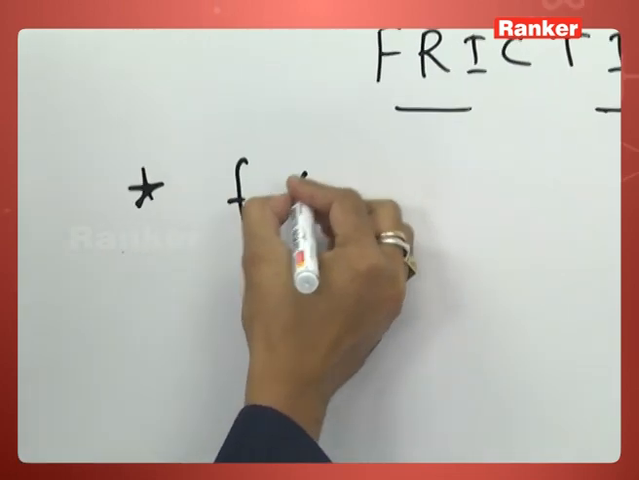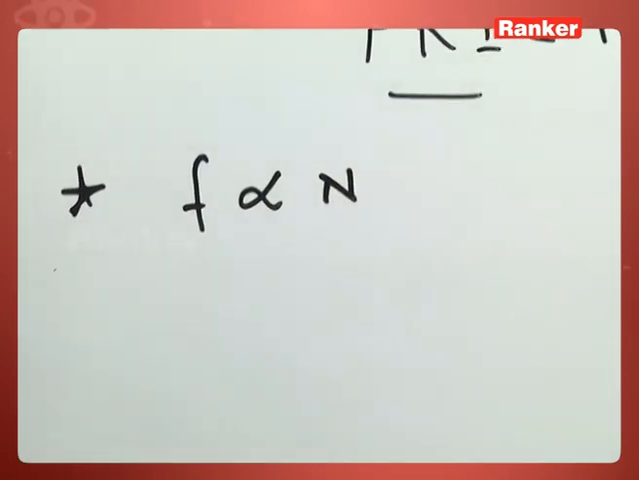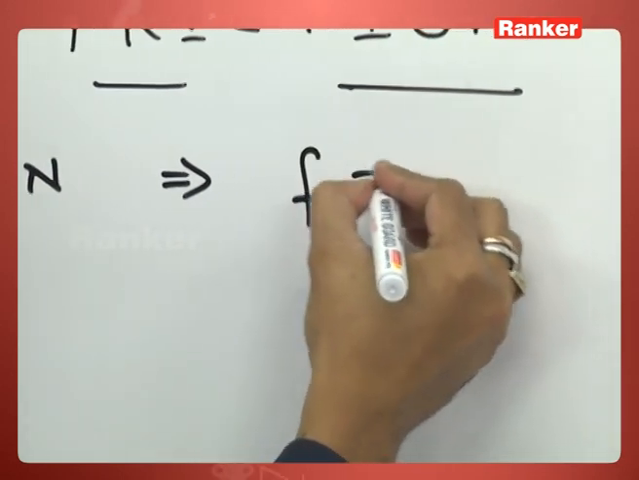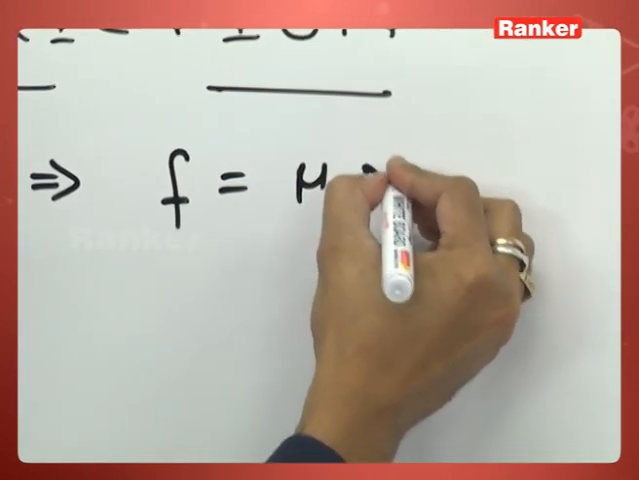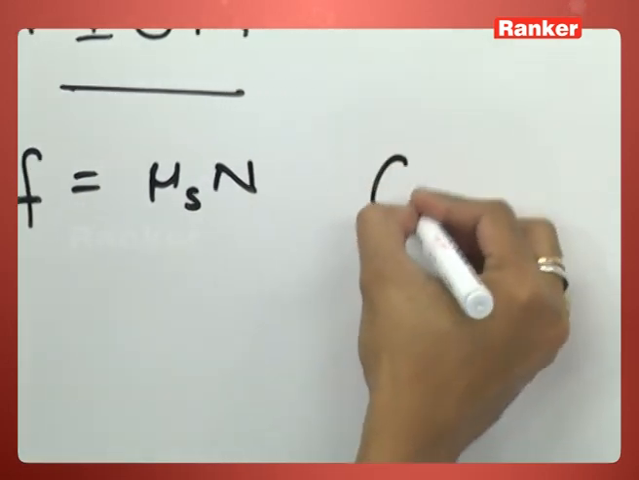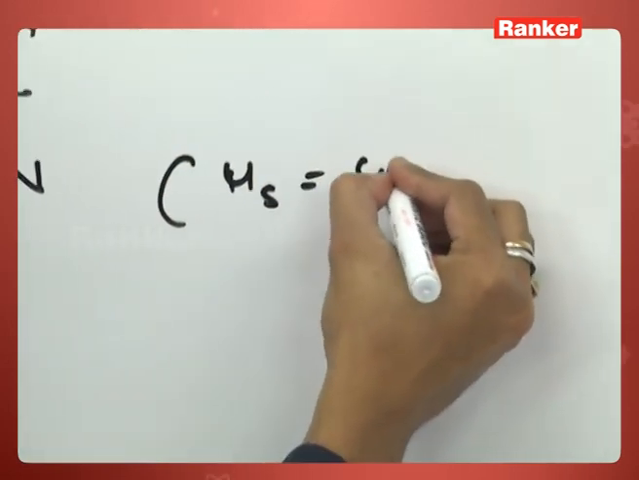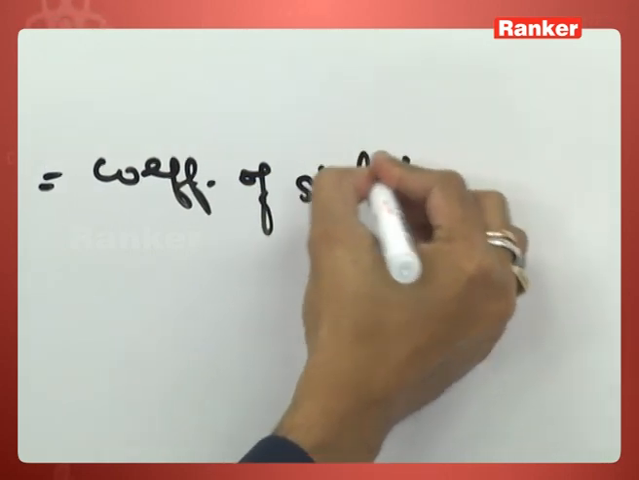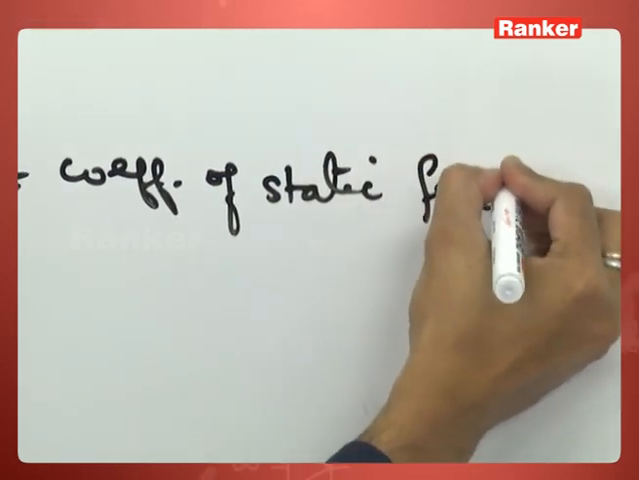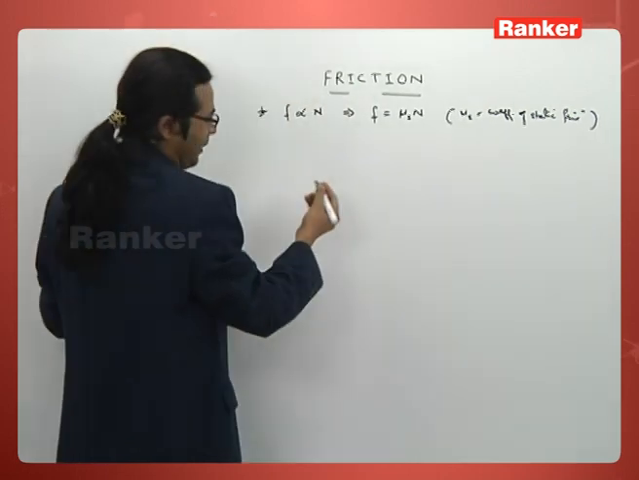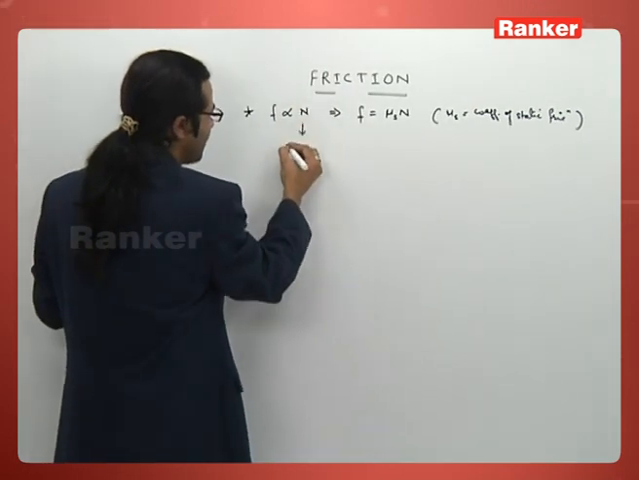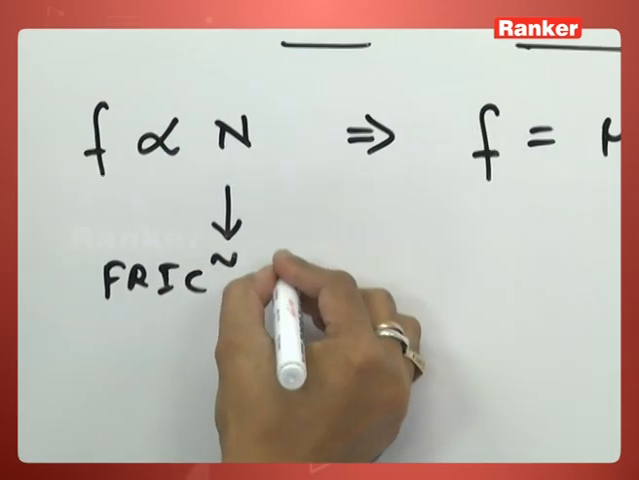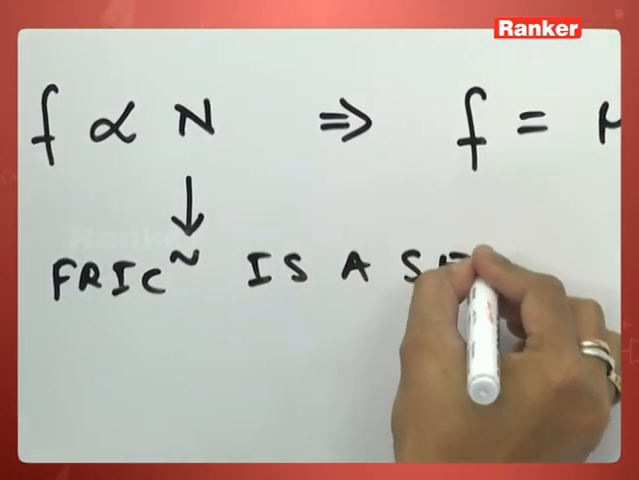Frictional force is directly proportional to normal force. When you remove the proportionality sign, frictional force is mu s into N, where mu s is the coefficient of static friction. Here I mention one thing: friction is a self-adjusting force.